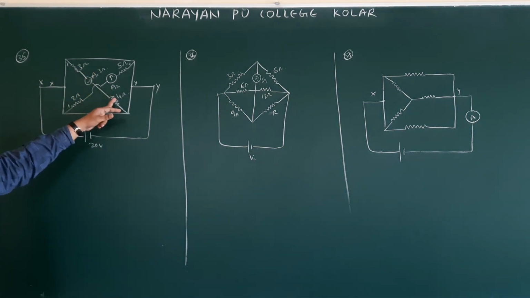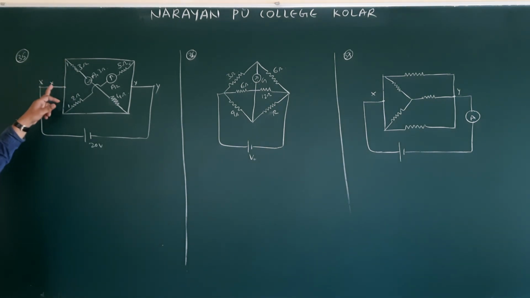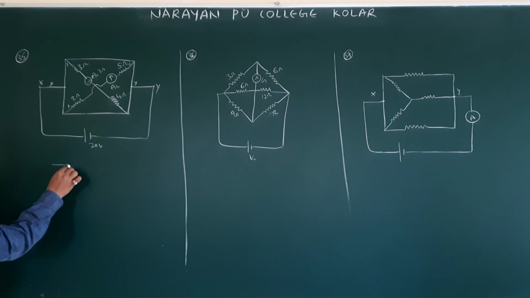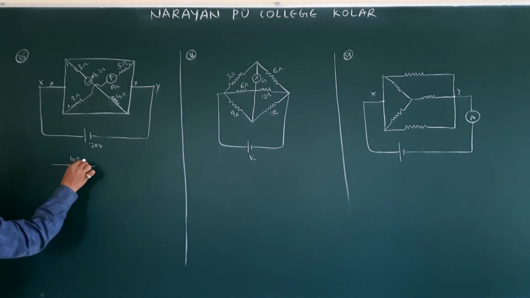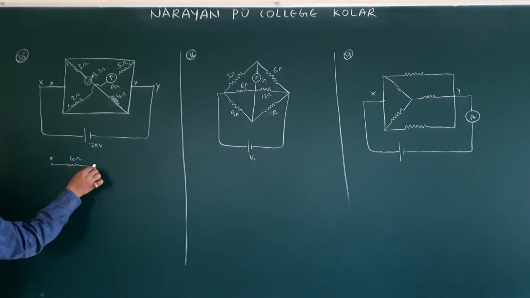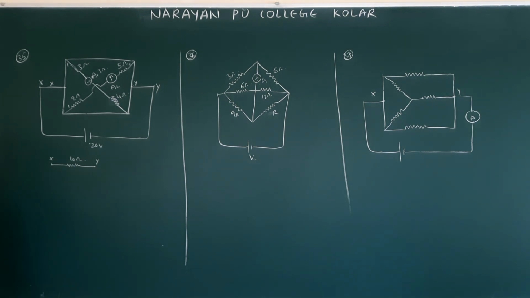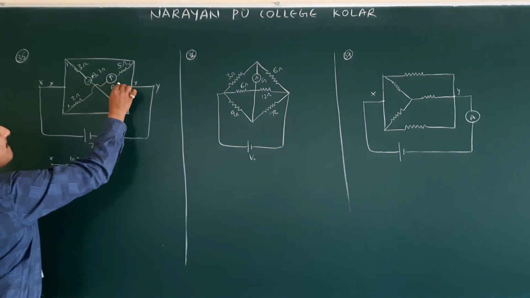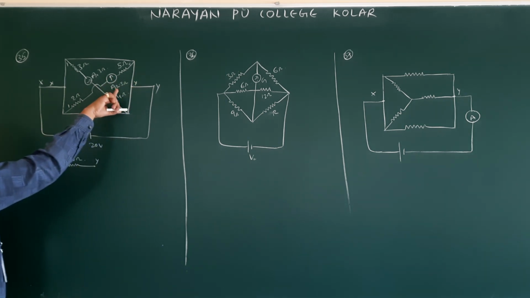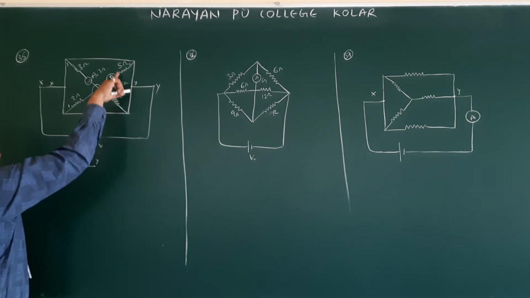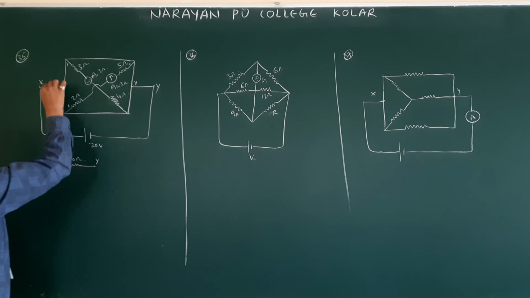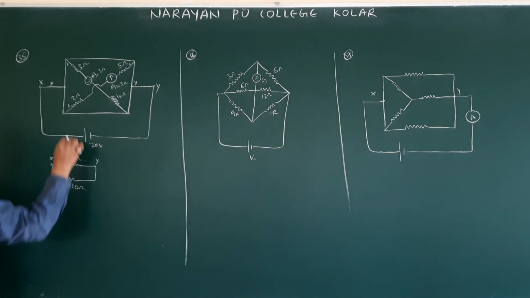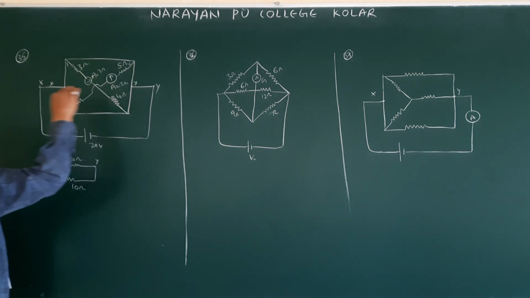6 plus 4 is 10. So the first branch is connected to X and the second to Y. I am drawing that: 10 ohms, one end to X, another to Y. Next, this one: 2 plus 3, with A2 also 3 ohms, is 5. 5 plus 5 is 10. This is also 10 ohms. This total resistance is 10 ohms.